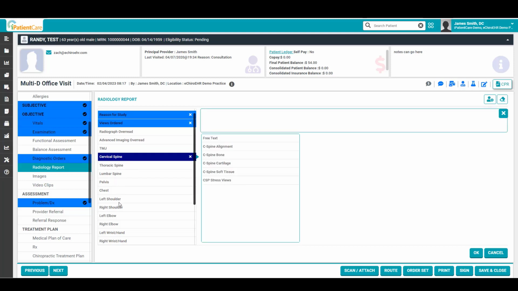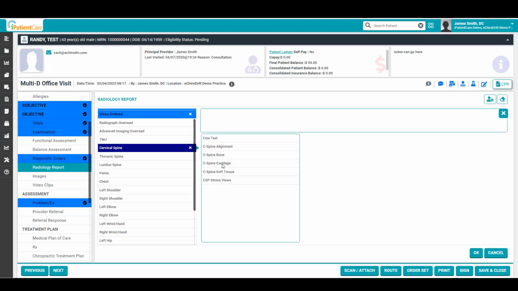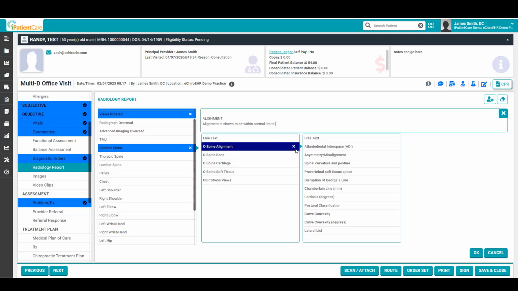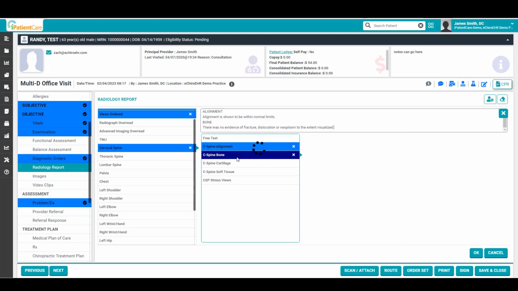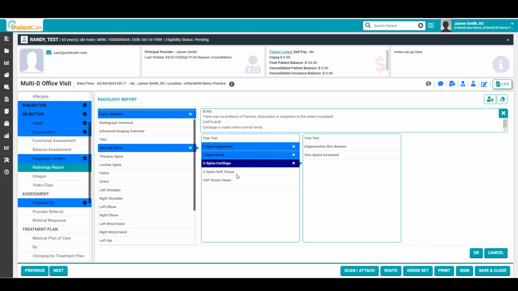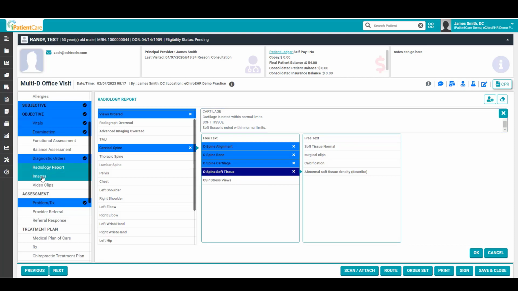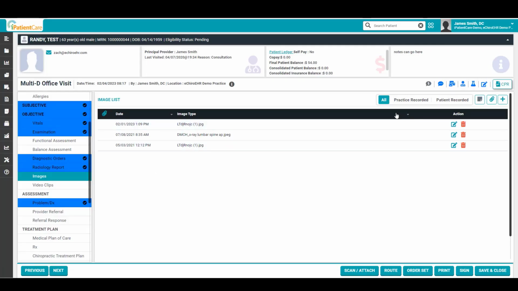And then as we move on down into the different regions that are identified, documenting those particular elements on X-ray analysis, such as the alignment, such as the bone and cartilage and soft tissue, and then any particular stress views that could have been noted. The image section. The image section is an area where you can bring images into the patient's note.